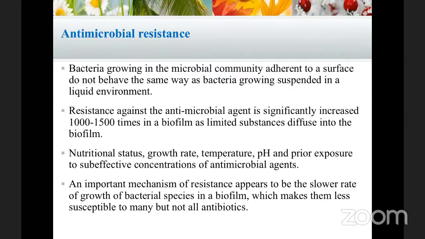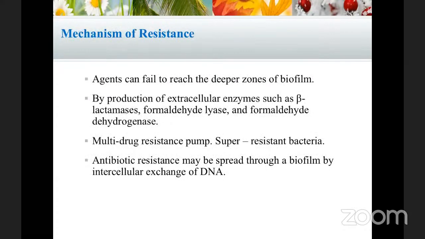This provides nutritional status. This provides growth rate. This provides temperature tolerance. This provides pH tolerance. This provides effective concentration of antimicrobial agents outside this biofilm. This is a mechanism of resistance that appears when the bacterial species grows in the biofilm. And this resistance can cause super resistant bacteria also.